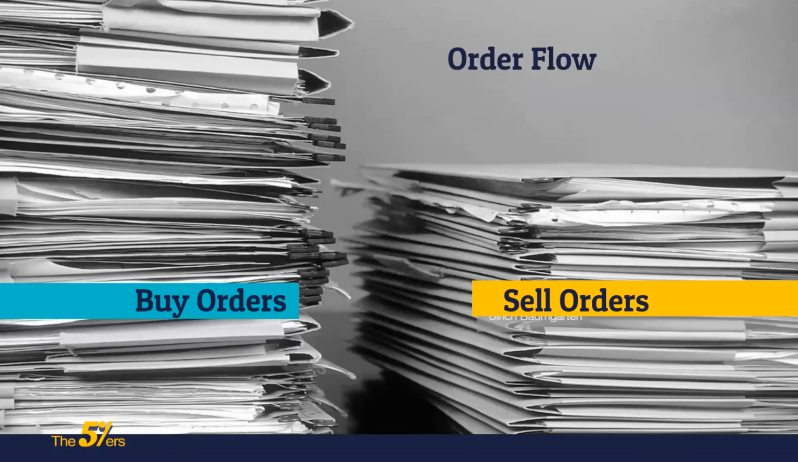Everything is derived by the balance of supply and demand. How much people are demanding to buy versus how much people are willing to sell the asset. So this is the order flow, which is an equivalent phrase for supply and demand.